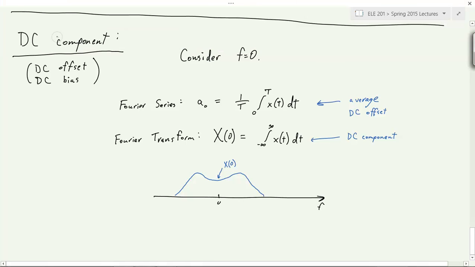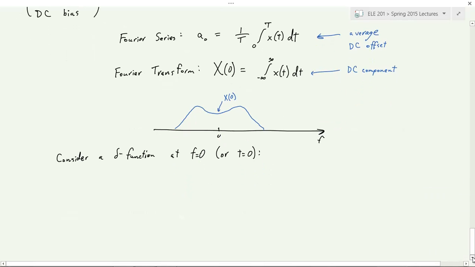Now, what if we have delta functions? Then things are a little bit different. So consider a delta function at f equals 0. Or let's also consider a delta function in time at t equals 0. We'll step away from the specifics of the DC component for a second and look at a couple of things. We already looked at what the Fourier transform of a delta function was at an arbitrary point in time. Let's look at it when it occurs at time 0. It's a special case.